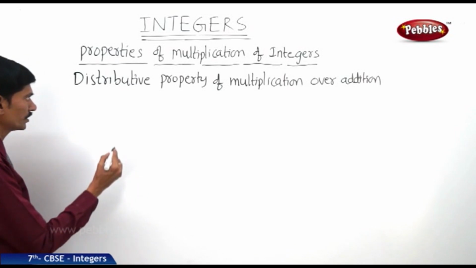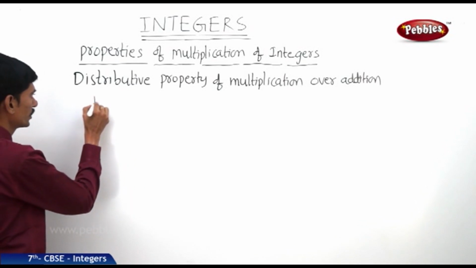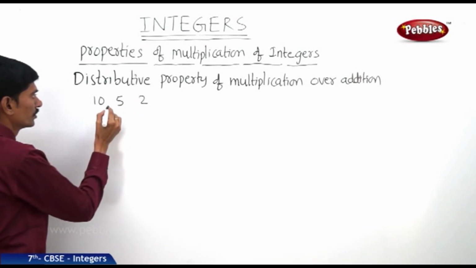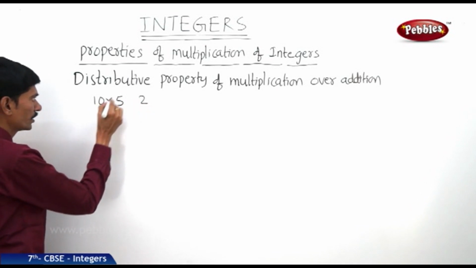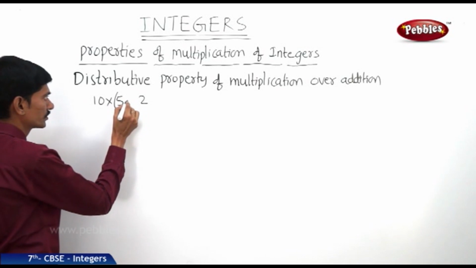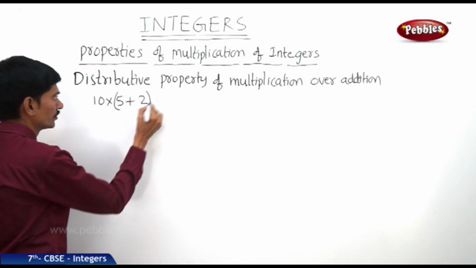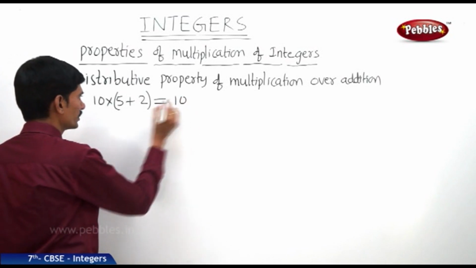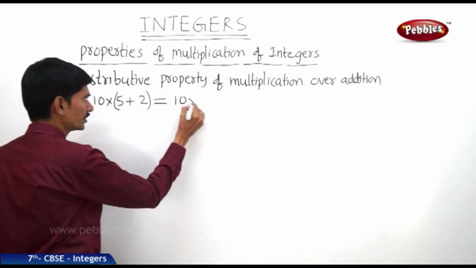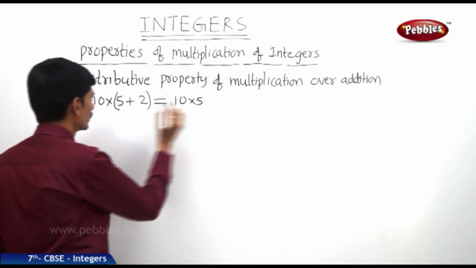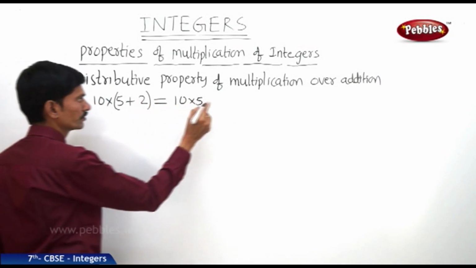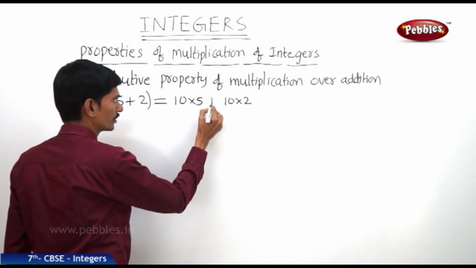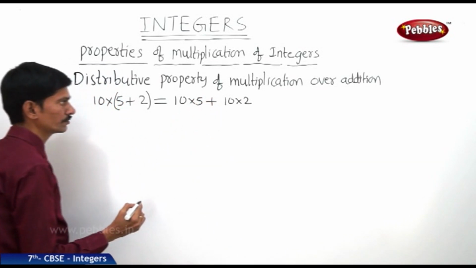So if you take any three whole numbers like 10, 5, 2. If 10 is multiplied by the sum of 5 and 2, means 10 into (5 plus 2), this is equal to 10 multiplied by 5, so 10 into 5. Then 10 is multiplied by 2, means 10 into 2. Then these two products are added. So 10 into 5 plus 10 into 2.